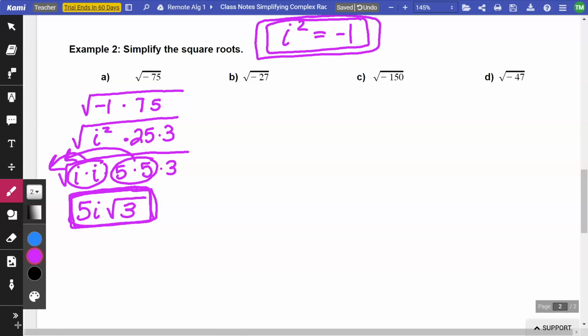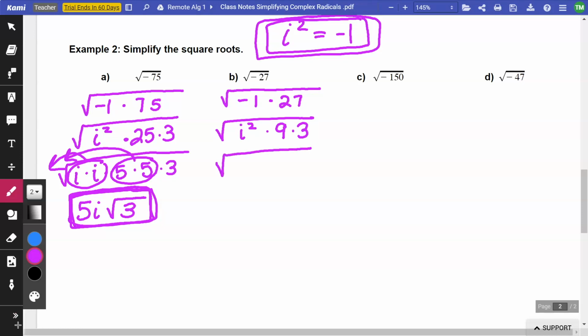So let's do part B together. So part B, we're going to break down the square root of negative 27 to negative 1 times 27. We're going to replace negative 1 with i squared, and then 27 is 9 times 3. I'm going to break down i squared to i times i. 9 is 3 times 3, and then we have our other 3.